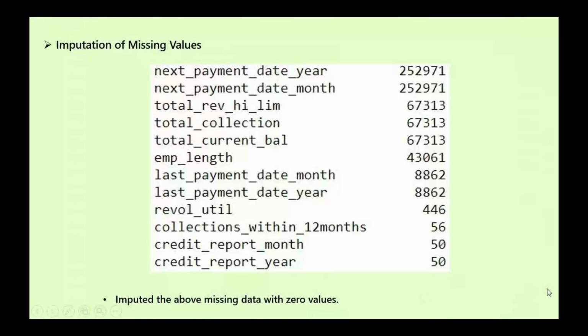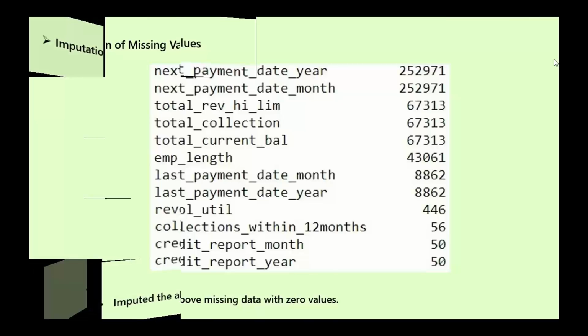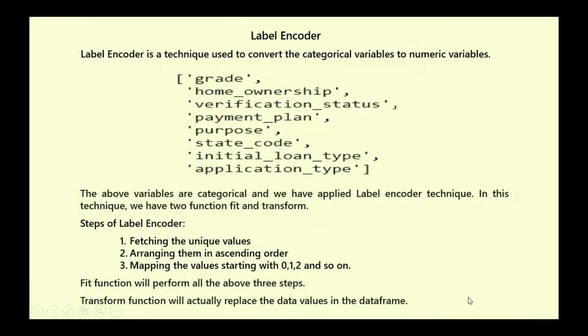After dropping the variables, we have a few variables where missing values still remain. Instead of imputing with the mean, we have replaced the data with zero. So these were the steps needed in the EDA part.